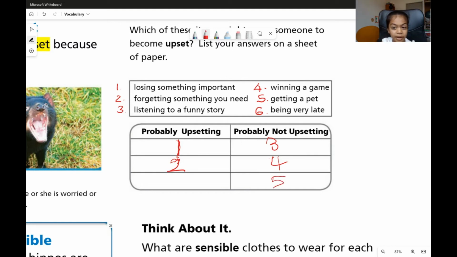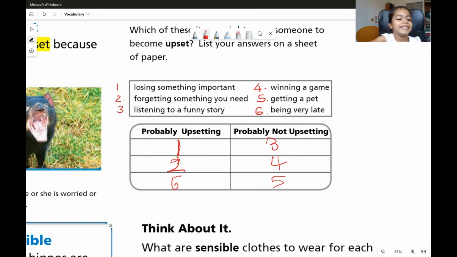So five, let's write here. And lastly, being very late. Just imagine you're going to school, okay? And you came at lunchtime. Everybody was eating lunch. I mean, you came at going home time. Everybody was preparing their bag. And you just came with the full bag. The school was closed, and you had to be there. It's too late. Oh my God, it'll probably make me unhappy. And I had to go home tomorrow. Oh no. Let's write six here.